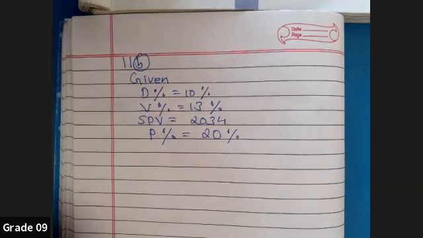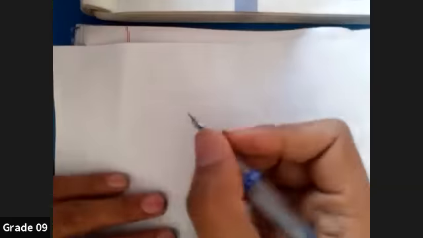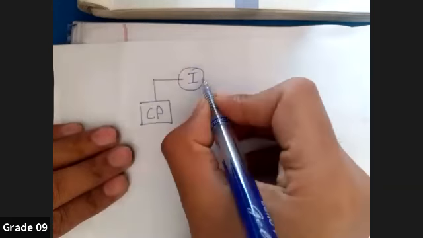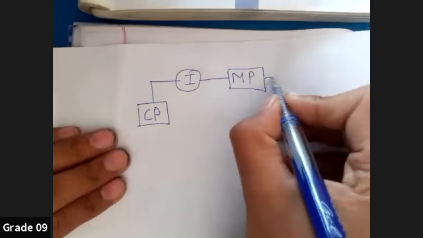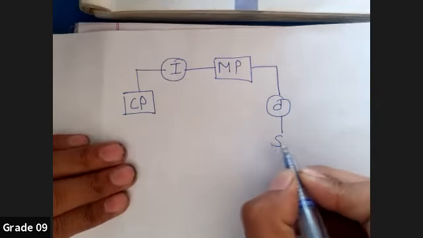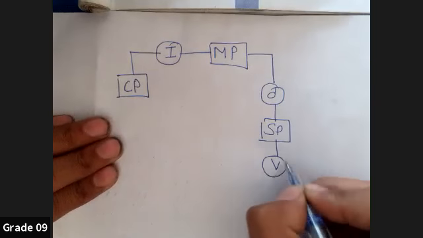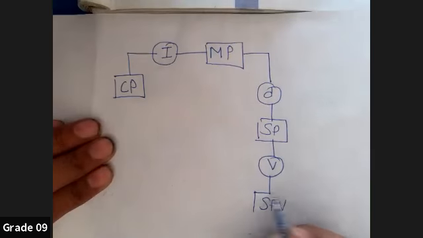Okay, just a minute. Okay, here is the chain that I have to show you. The chain of this business is from cost price it goes to increase, right? And from increase market price comes, and then discount, from discount SP comes, from SP if it goes towards VAT, then SPV comes, right? This is the chain that we are going to follow.